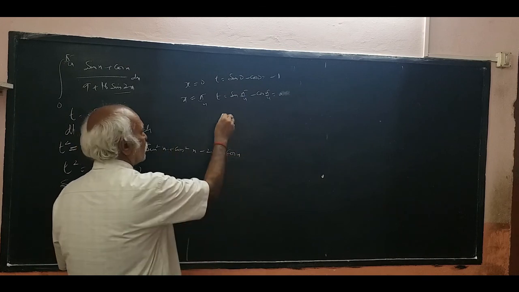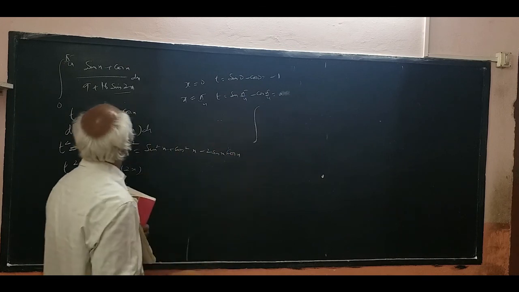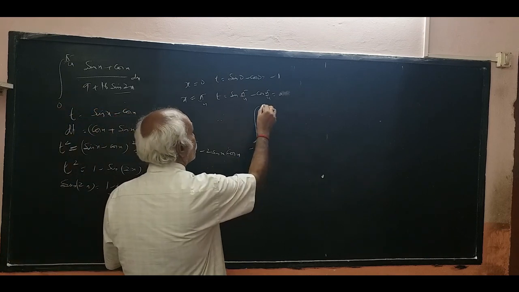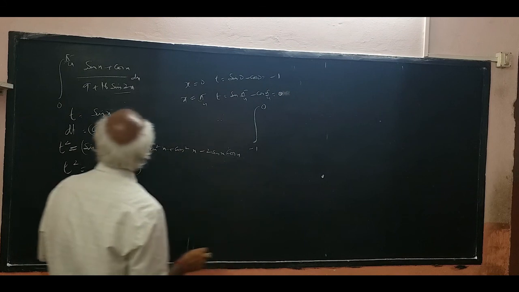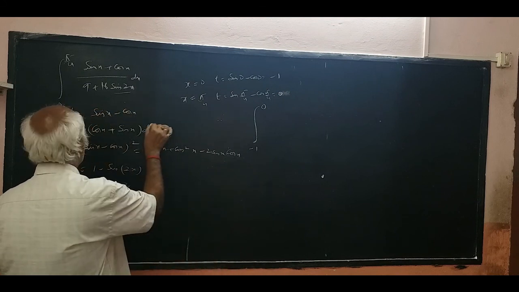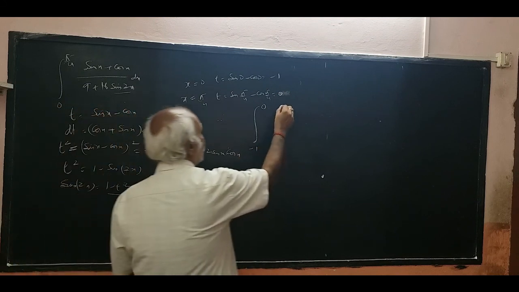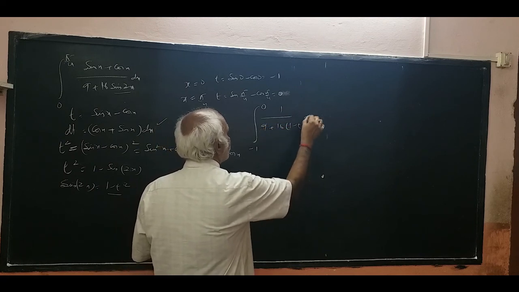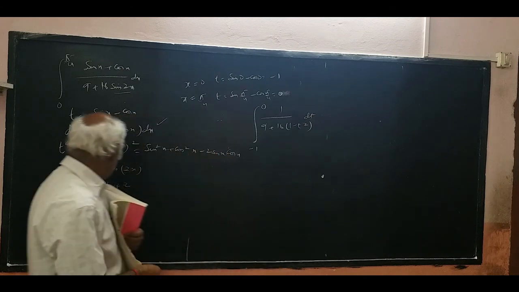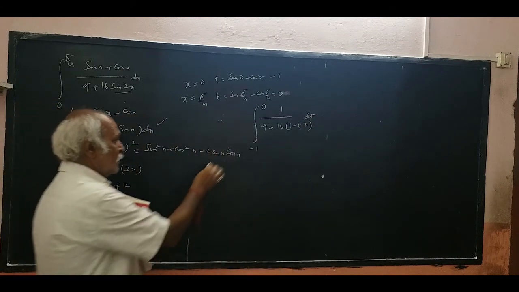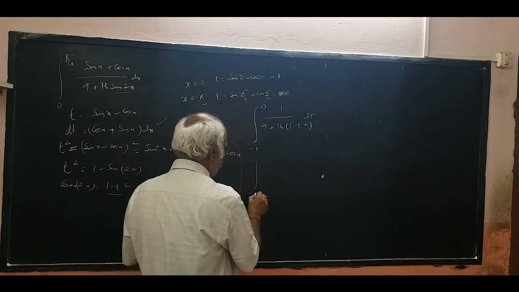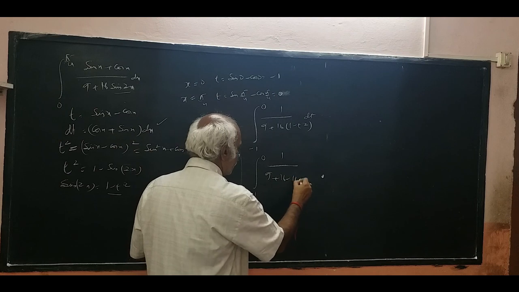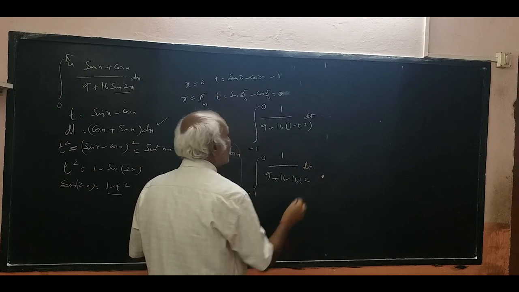Right? Therefore, integration of 0 to pi by 4. 0 is becoming what, sir? Minus 1. Pi by 4 is becoming 0. Right? Sin x plus cos x is replaced by dt. Next, 1 by 9 plus 16 into 1 minus t square dt. So I am replacing everything, sir. Now, minus 1 to 0, 1 by 9 plus 16 minus 16 t square dt.